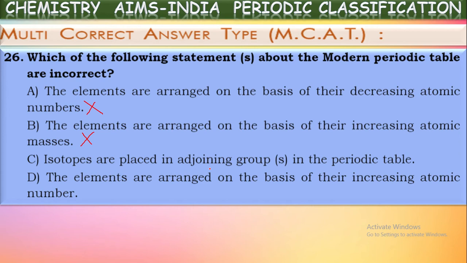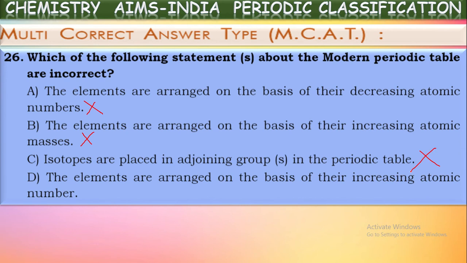Actually, there is no question of isotopes in the modern periodic table because this is based upon the atomic numbers of the elements. So even though there are different numbers of isotopes, all will have the same atomic number. So all the isotopes are given the same place, not adjacent places. We give only one place for all the isotopes because they contain the same atomic number. So this is also an incorrect statement regarding the modern periodic table.